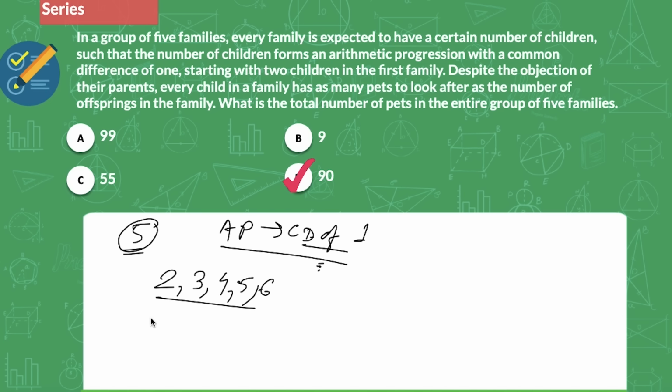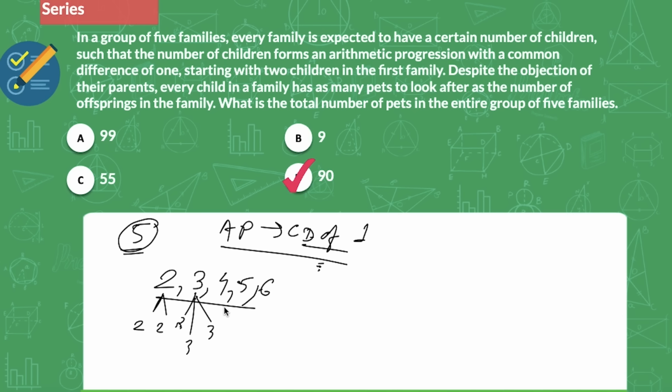Now, despite the objection of their parents, every child in a family has as many pets to look after as the number of offsprings in the family. What is the total number of pets in the entire group of five families? So, first family has two children. Each child has two pets. The second family has three children, right? Each child will have three pets each. Because it says each child in a family has as many pets to look after as the number of offspring in the family. So 3 children, so everyone will have 3.